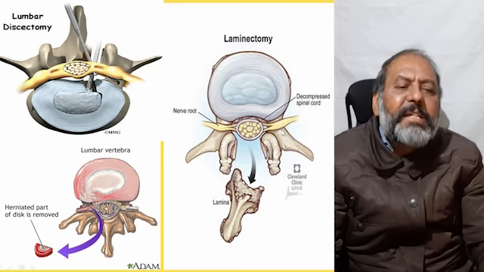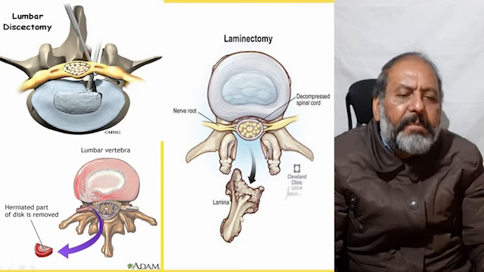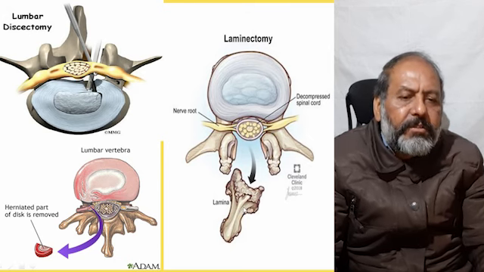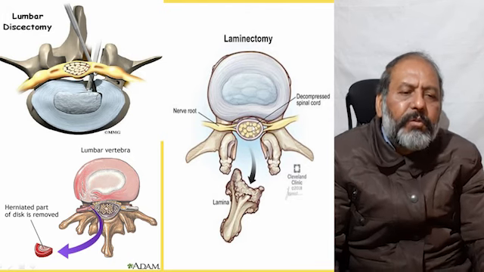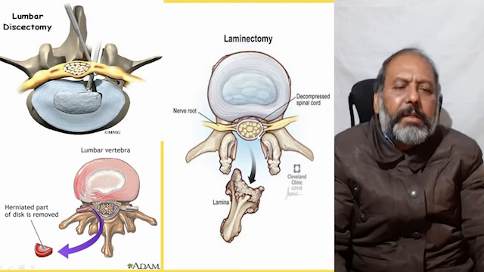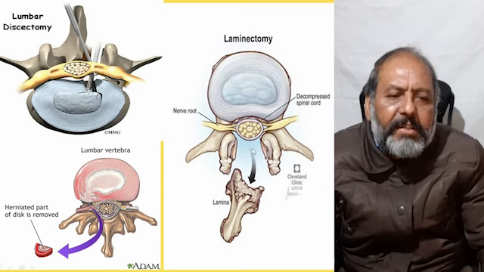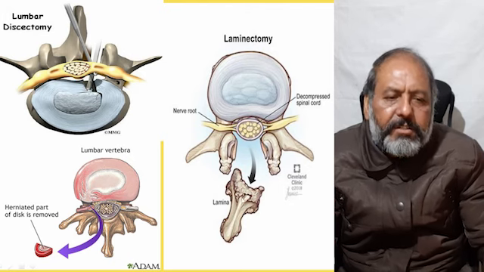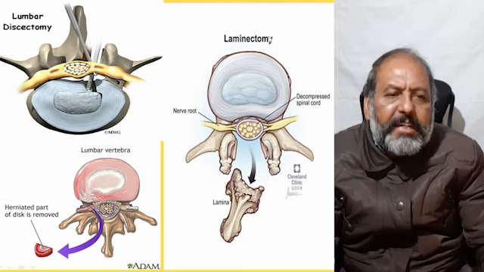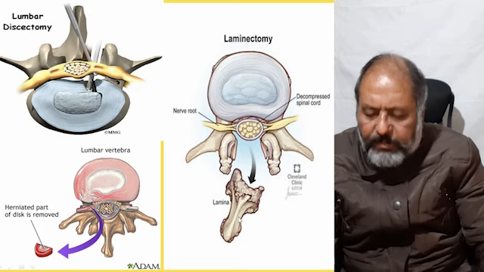Sometimes a laminectomy is done, where the lamina of the vertebra is released so that there is more space for the spinal cord, as in the case of spinal stenosis, where there is a narrowing of the space and the canal, and that is relieved by the laminectomy by cutting the lamina of the vertebra.